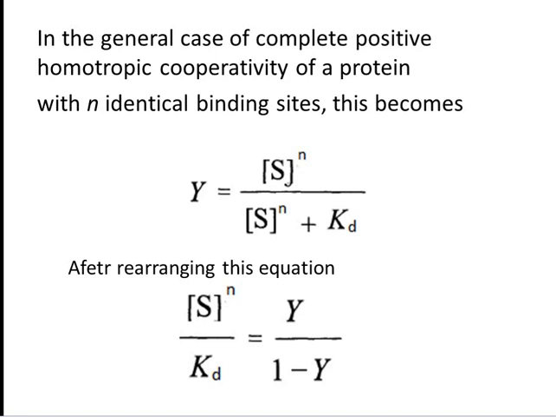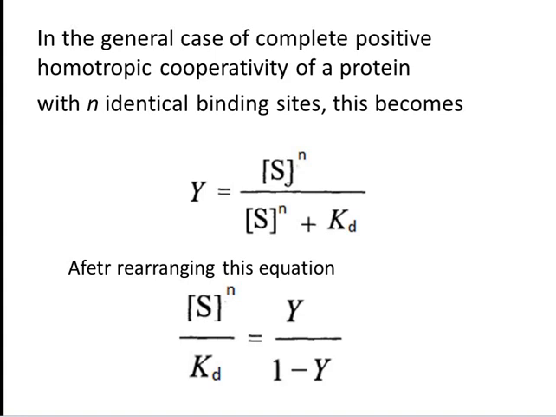Y is equal to concentration of S raised to power n divided by concentration of S raised to power n plus Kd. After rearranging this equation, we will get concentration of S raised to power n divided by Kd is equal to Y divided by 1 minus Y. How is this equation obtained?